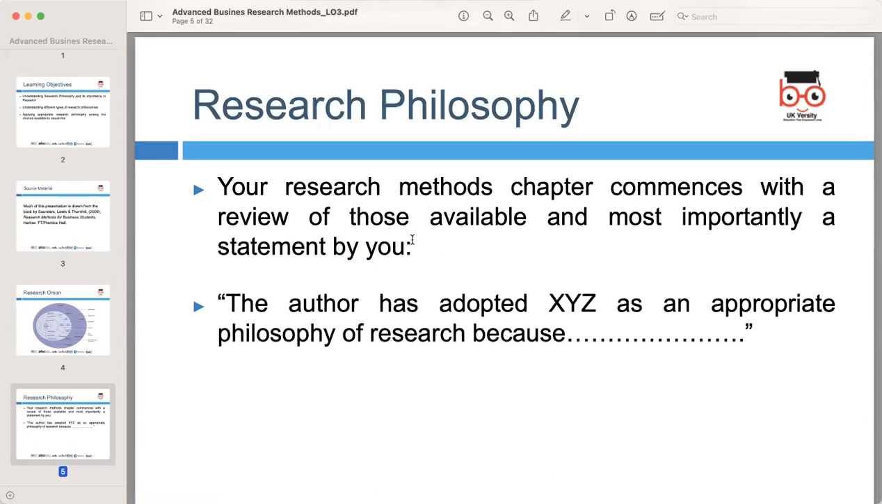So let's talk about why the author has adopted XYZ as an appropriate philosophy of research. XYZ has been chosen because it offers several advantages and aligns well with the research goals.